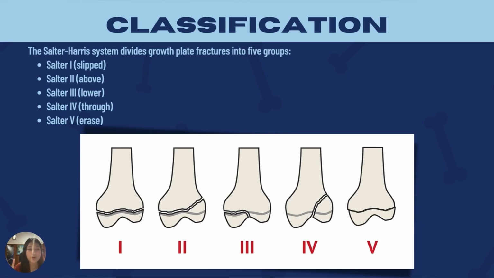Next is Salter 4, or through. This type of intra-articular fracture crosses the metaphysis, the growth plate, and the epiphysis. And the last one is Salter 5, or rammed. This rarest type of growth plate fracture is caused by a crush or compression injury to the growth plate.